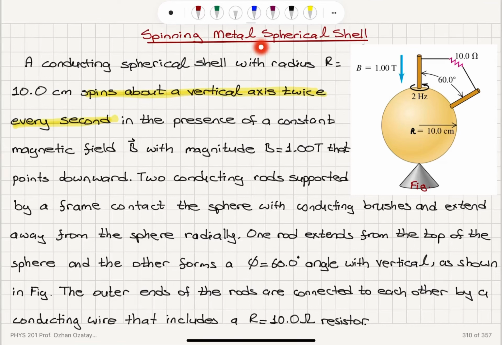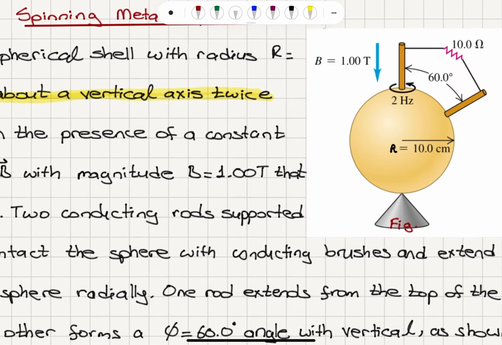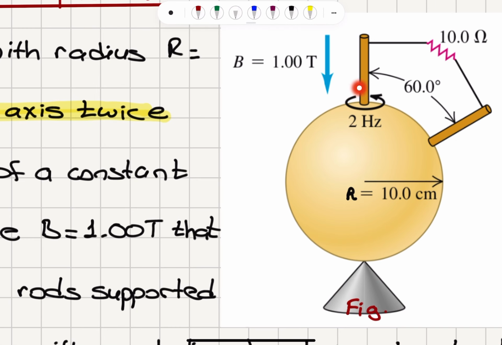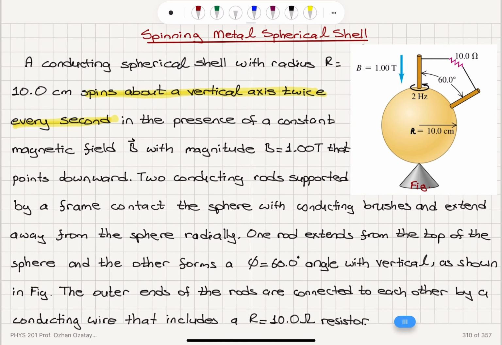Spinning metal spherical shell. A conducting spherical shell with radius capital R equals 10 cm spins about a vertical axis twice every second in the presence of a constant magnetic field B with magnitude 1 Tesla that points downward. So here is the spherical shell. It rotates with a frequency 2 Hz and there is a magnetic field 1 Tesla that's pointing downward.